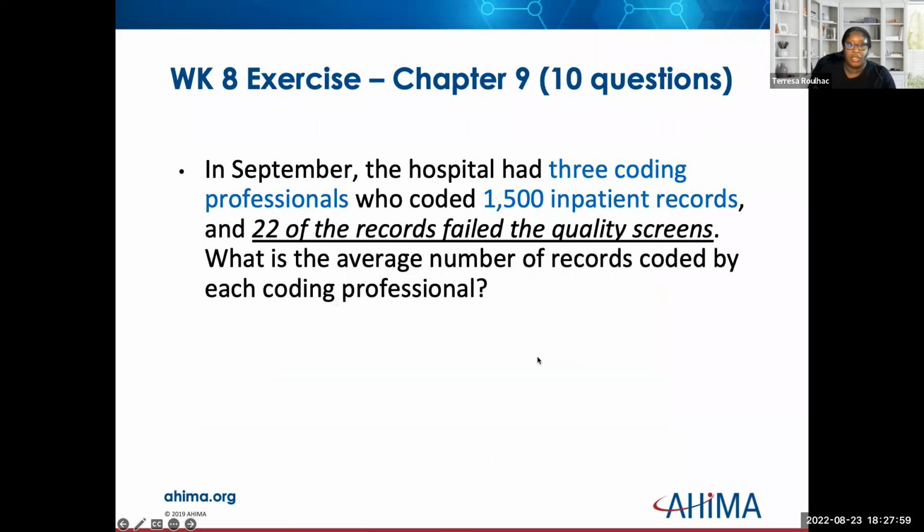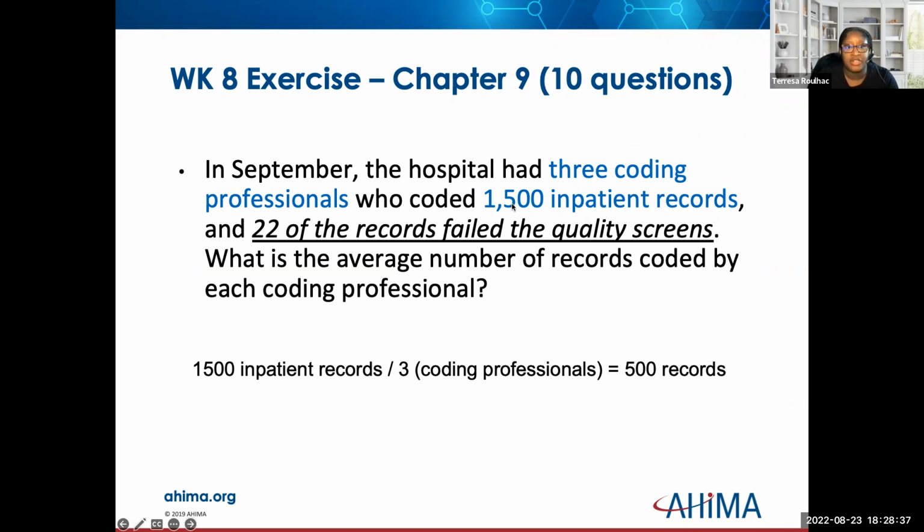All right. The next question that was chosen. In September, the hospital had 3 coding professionals who coded 1,500 inpatient records, and 22 of the records failed the quality screening. What is the average number of records coded by each coding professional? So here we have a couple things we're going to look at. We're going to look at our inpatient records as well as our coding professionals, how many we have, okay?